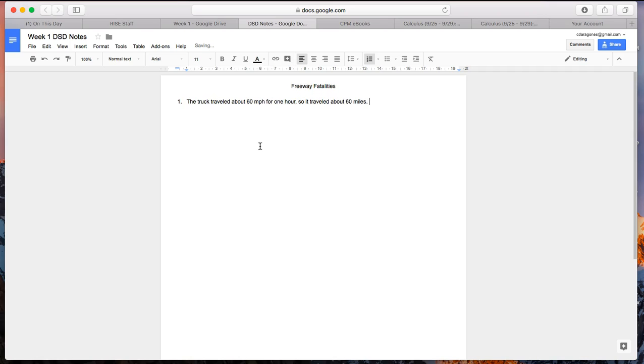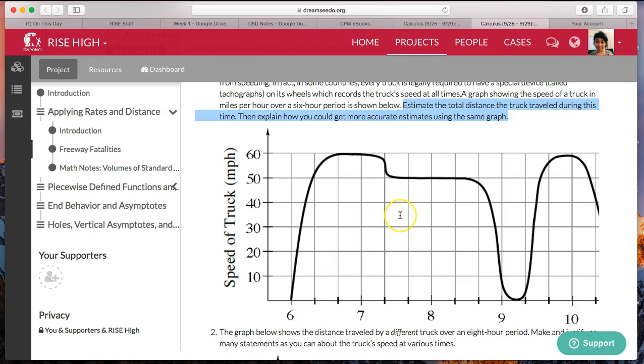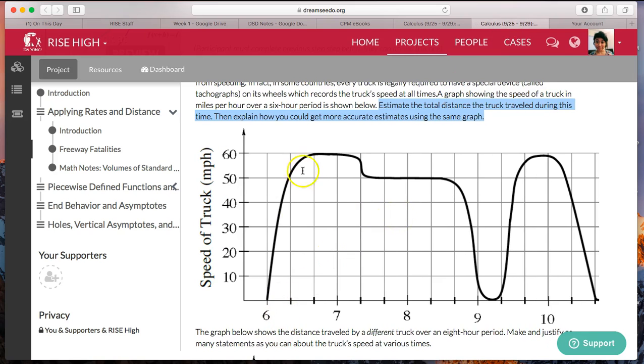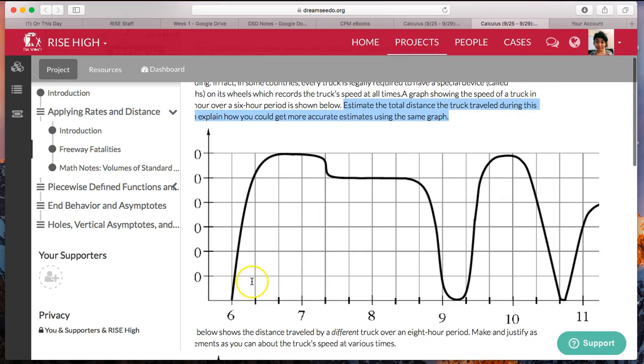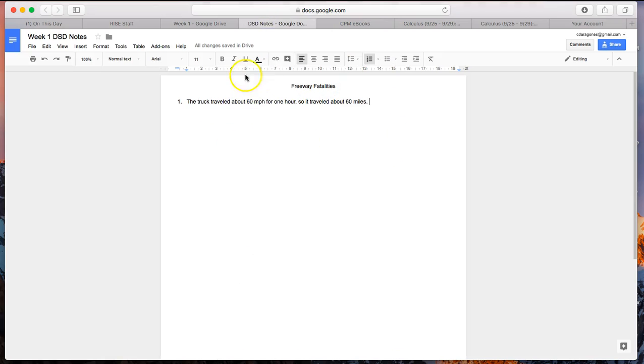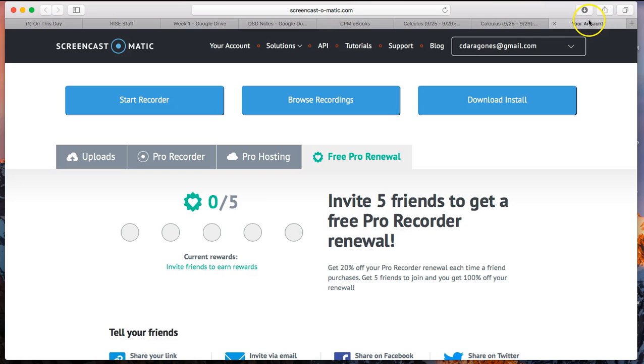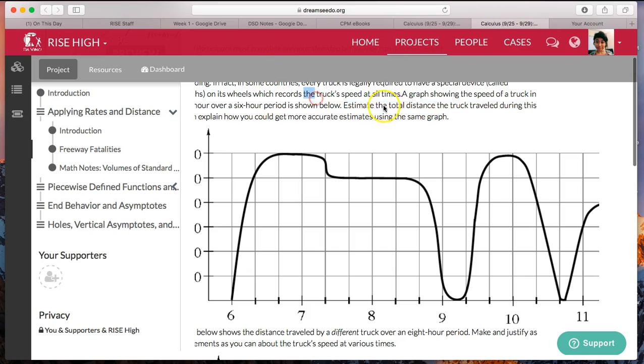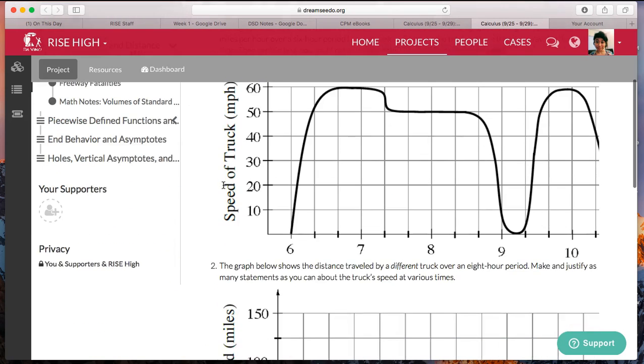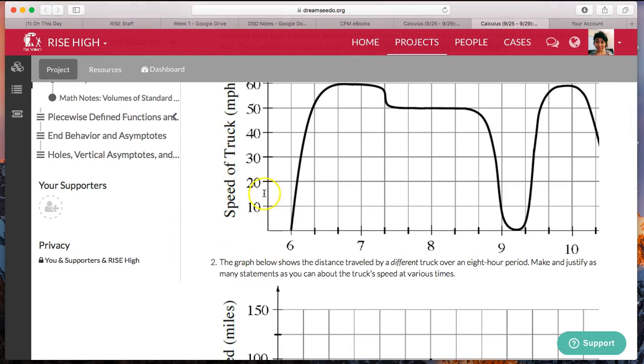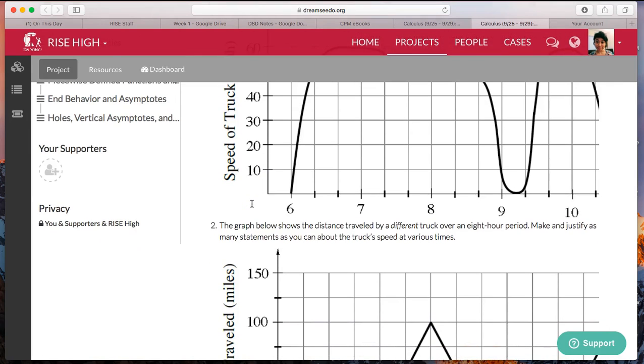Okay, so now what you're going to do is try to find the approximate distance over the 6-hour period yourself, and then how can we get an accurate estimate? Okay, so in your notebook, go ahead and write down how much you think the estimated total distance is, and then how you could get an accurate estimate with the graph. When you're finished with that, pause the video while you do that, and when you're finished, keep the video going for the next problem.